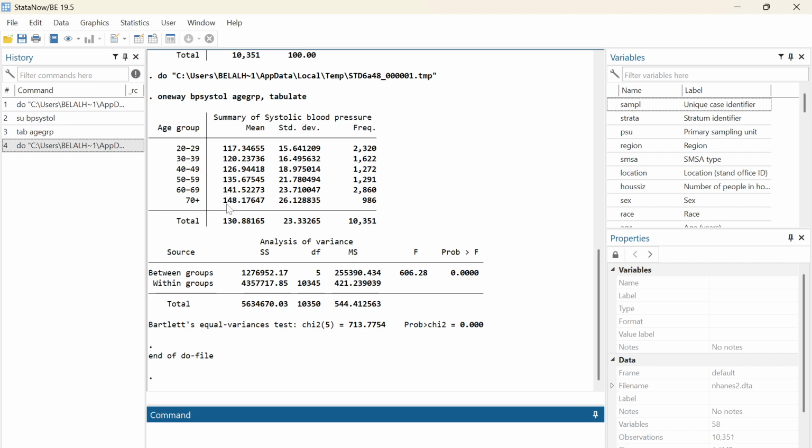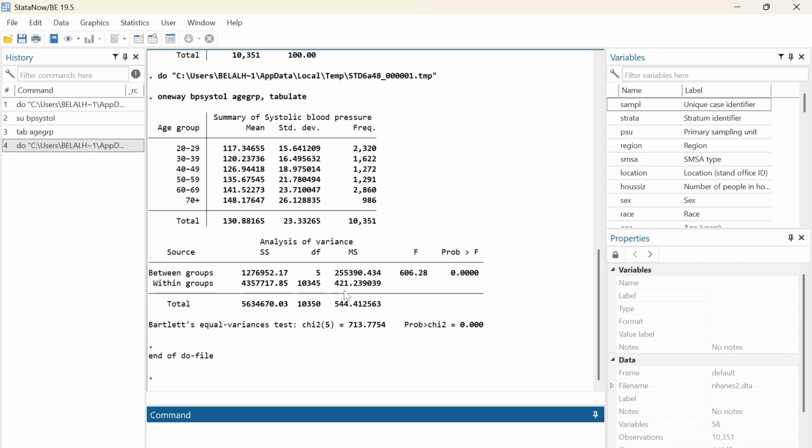Now from this summary table, we actually do not know whether these differences that we can see are statistically meaningful or significant. So we have a test for this, and the test that we look at is this p-value. This is the analysis of variance between groups and within groups. Between groups is the variation across these age groups, but within groups is the variation within a particular age group.